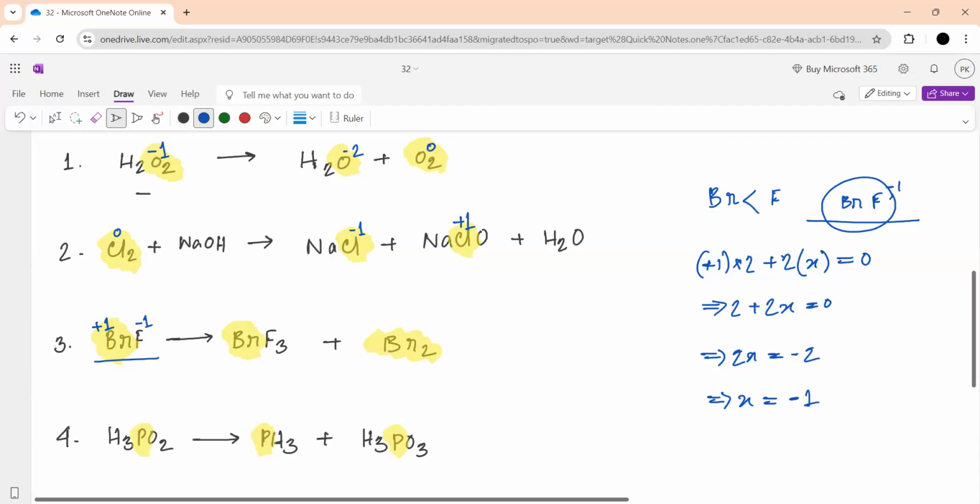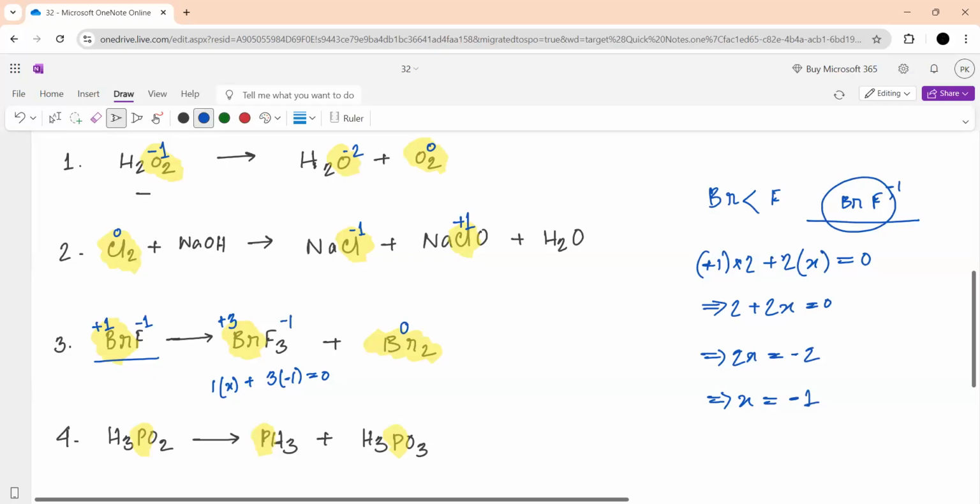Similarly, in bromine trifluoride, here we have fluorine as -1 and we have 3 into -1. And we have only one bromine, so 1 into x plus 3 into -1 is 0. That gives us the value of x as +3. Fine? And in this case, in Br2, bromine is 0. Alright?